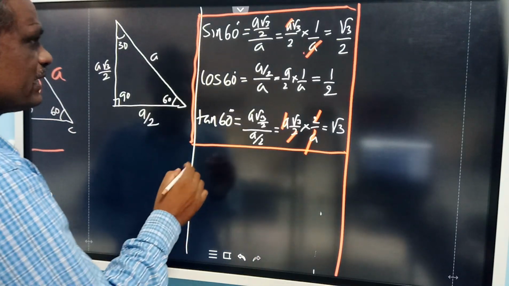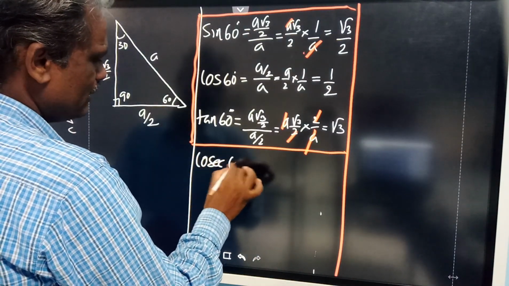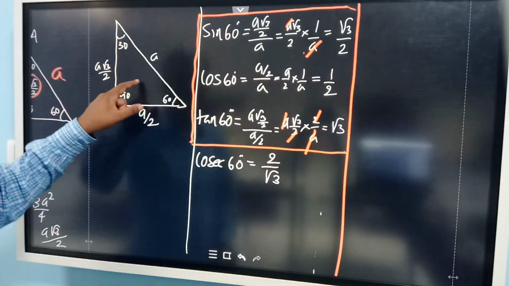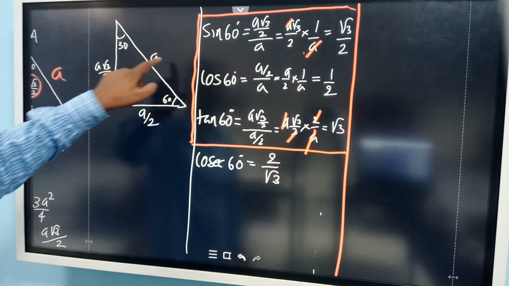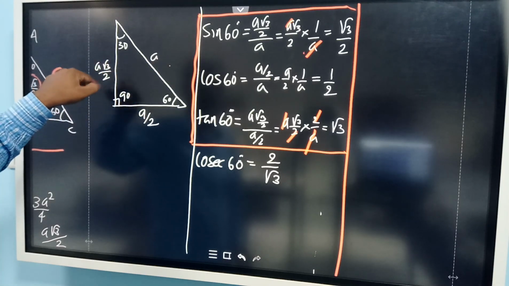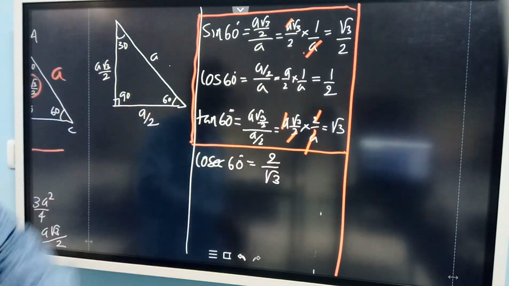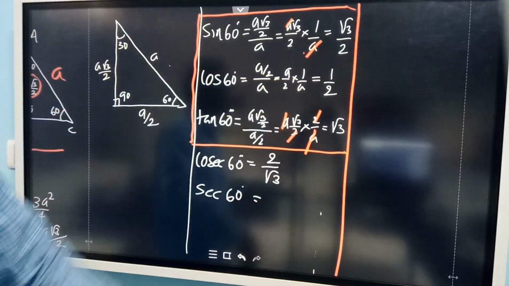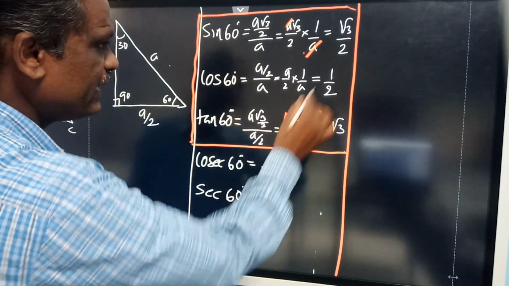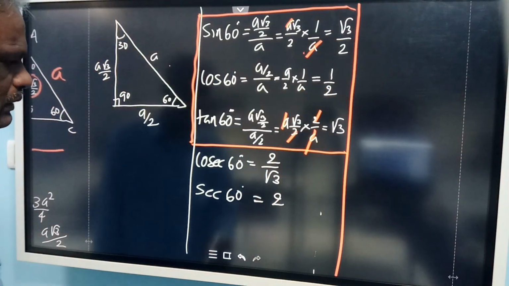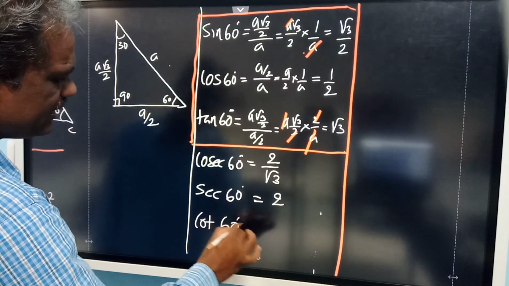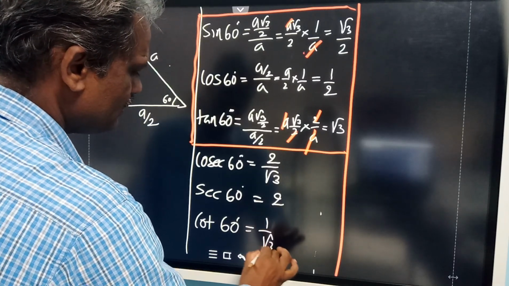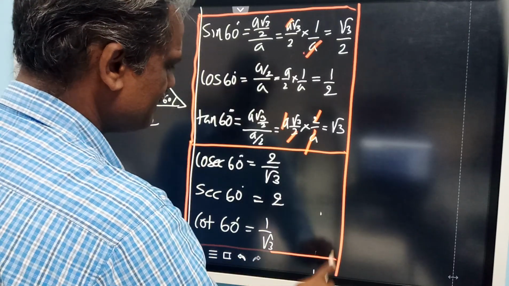Now the remaining you can easily write. Cosec 60 degree is the reciprocal of sin 60, so you can write 2 by root 3. It is hypotenuse by opposite side: A divided by A root 3 by 2. Then the 2 will go to the numerator. It becomes 2 by root 3. Secant 60 degree is the reciprocal of cos 60 degree. 1 by 2, so reciprocal will be 2. Then cot 60 degree is the reciprocal of tan 60 degree. Root 3, reciprocal of root 3, is 1 by root 3. So these are the other 3 trigonometric ratios.